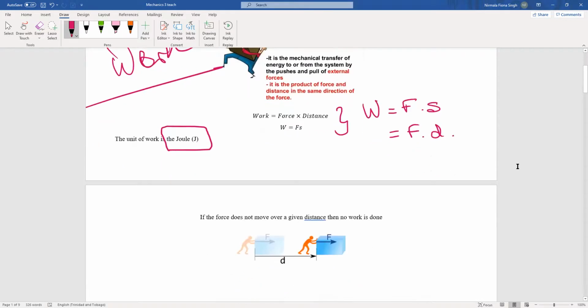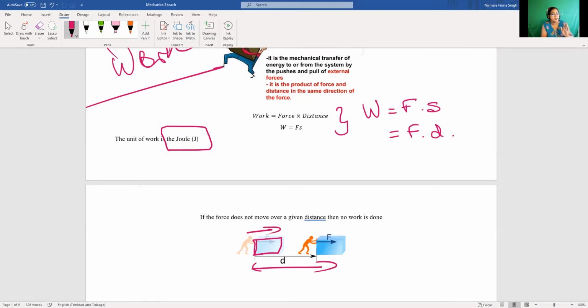All right, so moving on. Continuing to read from our handout: if the force does not move over a given distance, then no work is done. So if you take, say, a box, and you push that box, the distance that you travel while pushing that box will be the amount of work that is done. But suppose you are standing up and there is a big wall, right? And you decide to push on that wall, you are not moving. The wall is not moving.